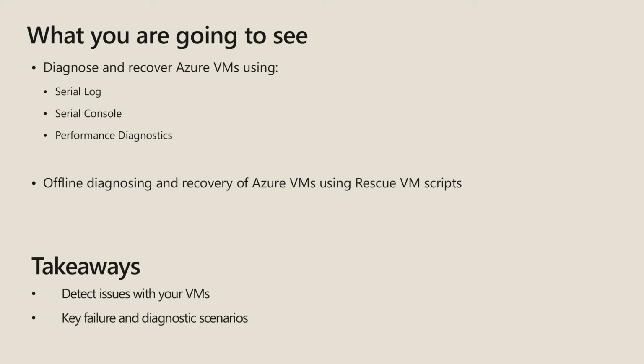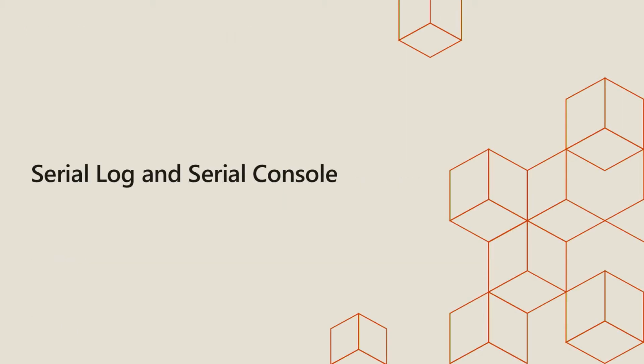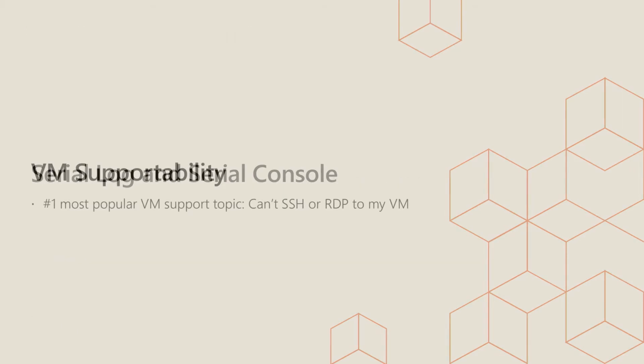So some key takeaways we want you guys to have from this session are just extra tools that we have available on Azure for you to go look into your VMs, diagnose maybe why they're performing slower, or even troubleshoot these nasty can't connect situations. So let's talk about the serial log and serial console first.